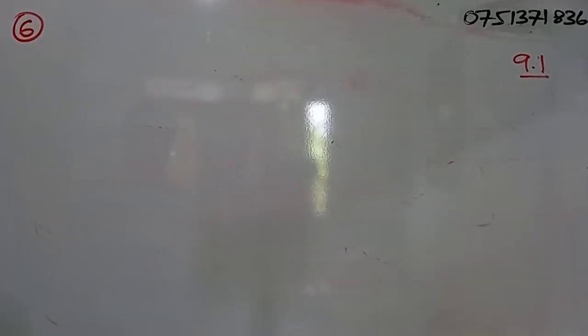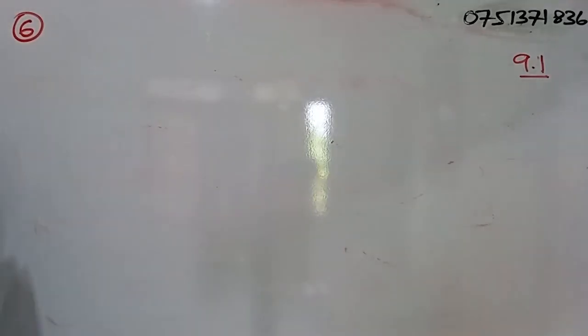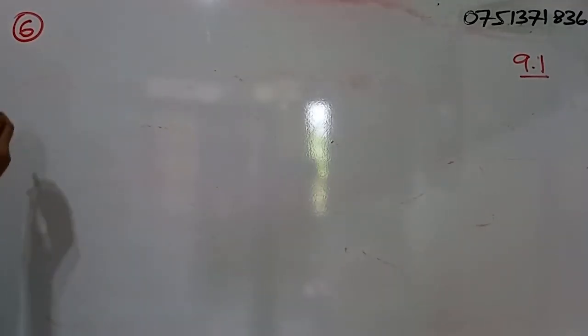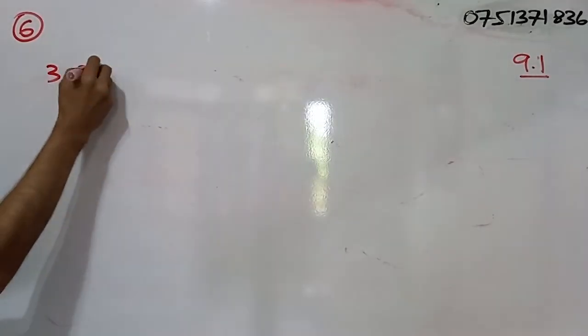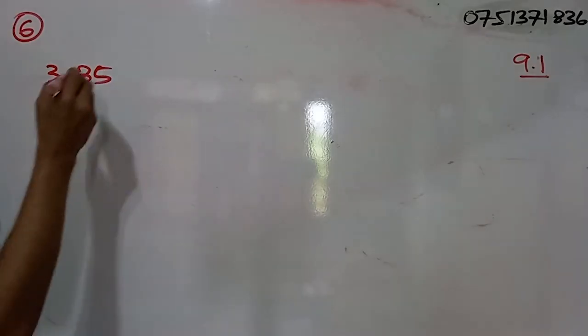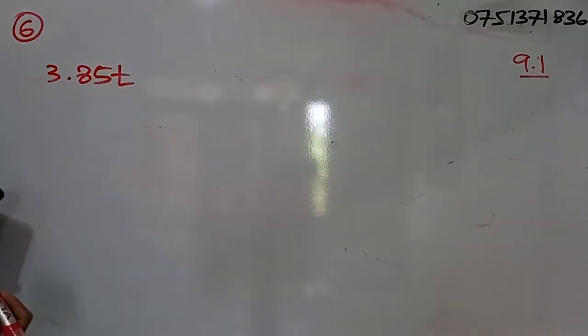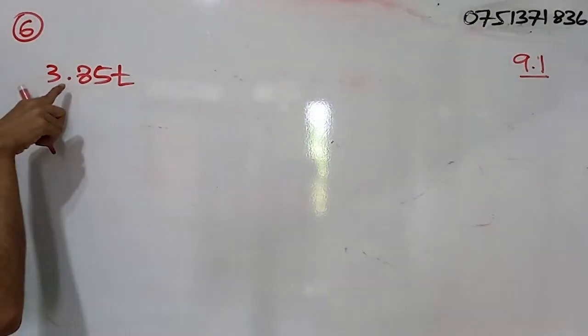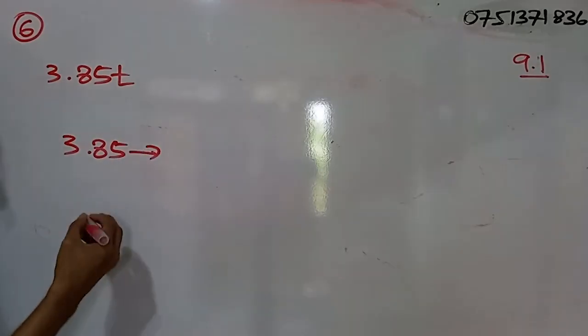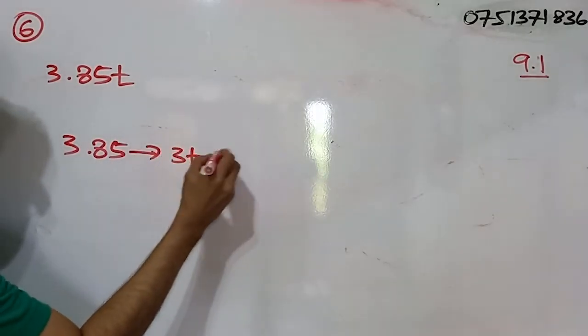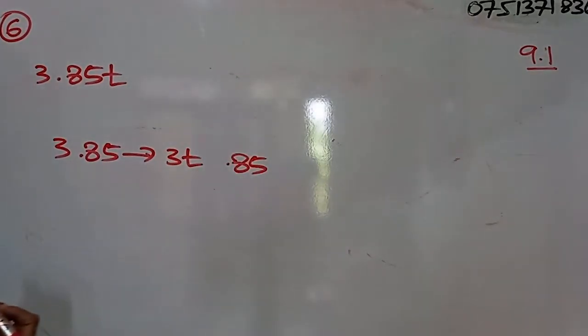Right. Question number 6. Complete the table given below. So in the 6th question, the first row is already done for us. So the second row, what do we have? 3.85 tons. Tons and kilograms, no? So 3.85. I can break this into what? 3 tons and 0.85 tons.